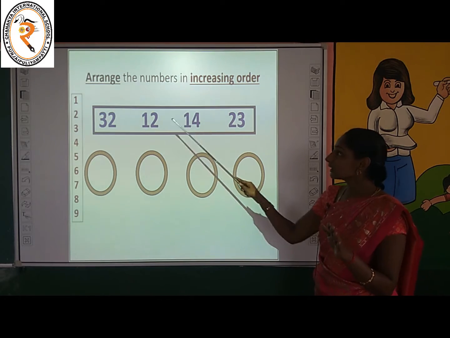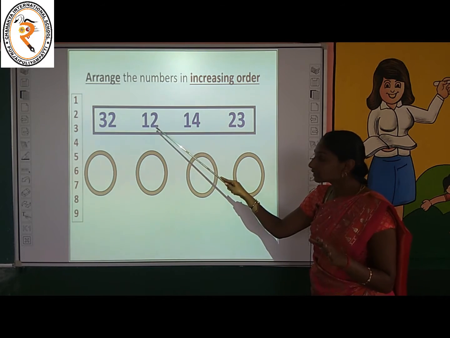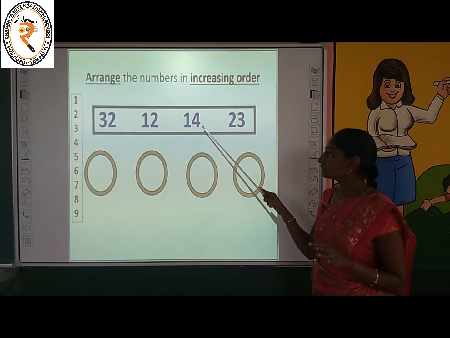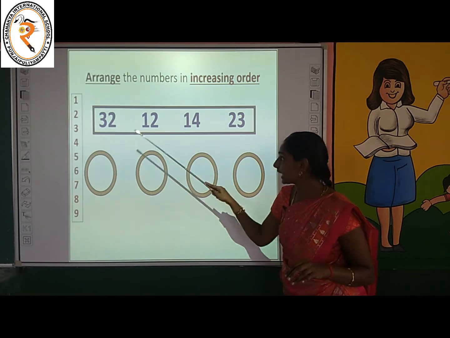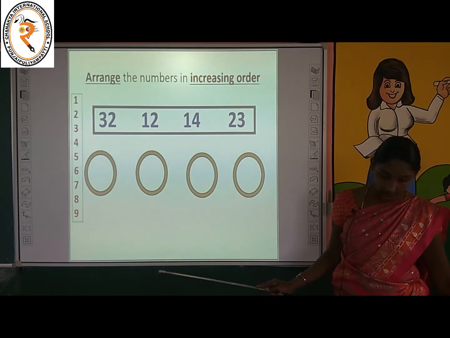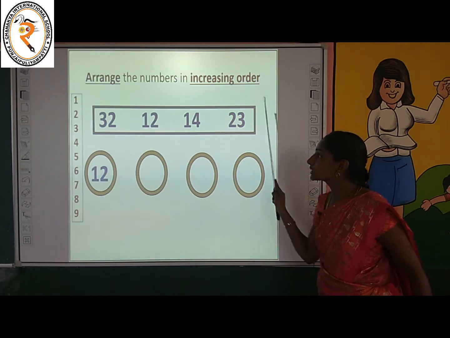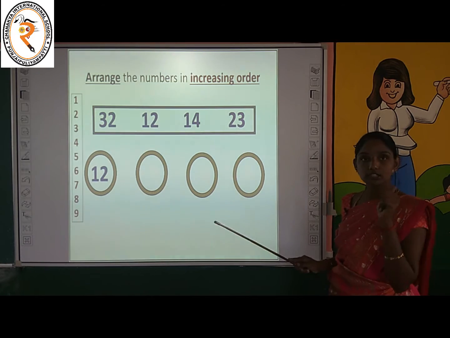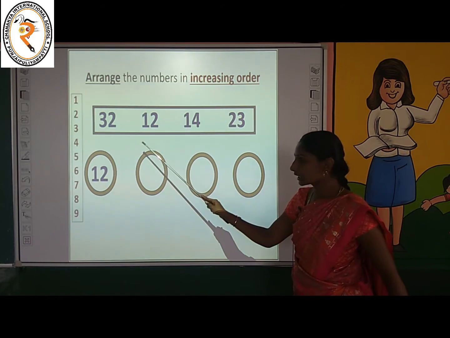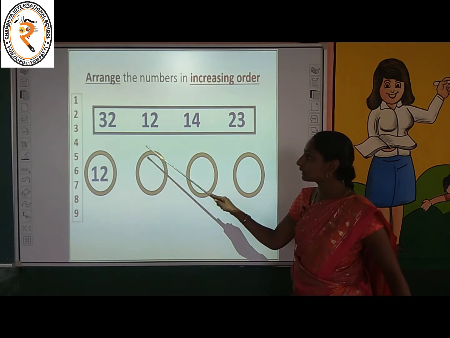In this case, we have to compare the digits in ones. 2 and 4. See 2 and 4. What is smaller, children? Yes, 12 is smaller. Then 12 is the smallest of all the 4 given numbers. Okay, now are you clear? Yes. What is the next step? Don't see 12. Cross out that number 12.